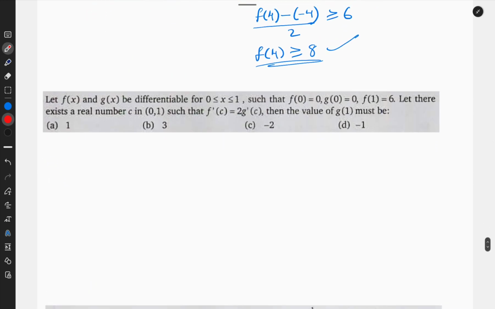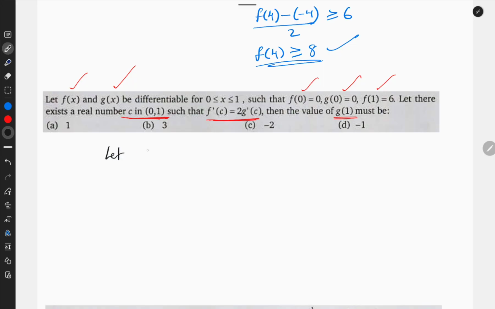Here there are two functions f and g. f of 0 is 0 given, g of 0 is 0 given, f of 1 is 6 given, and there exists a real number c in the interval 0 to 1 such that f dash of c equals 2 g dash of c. That is the information given. Then we need to find the value of g of 1 here. So in these cases, we have to choose a new function.